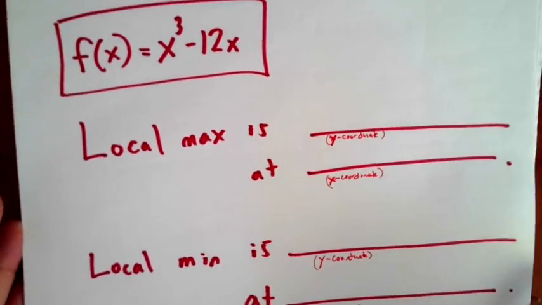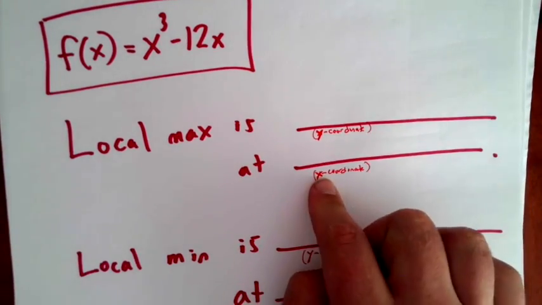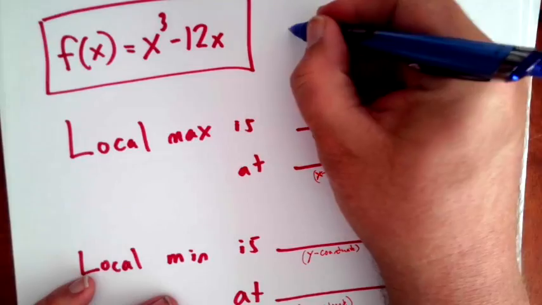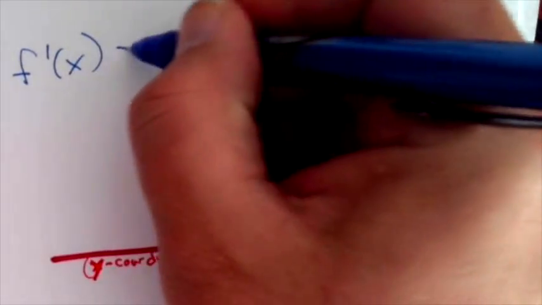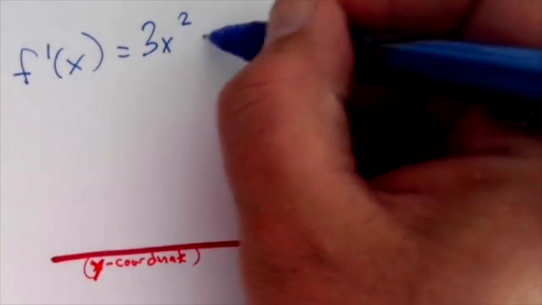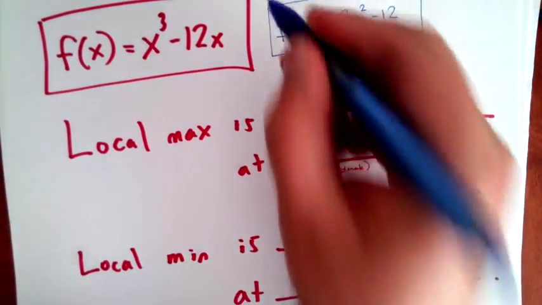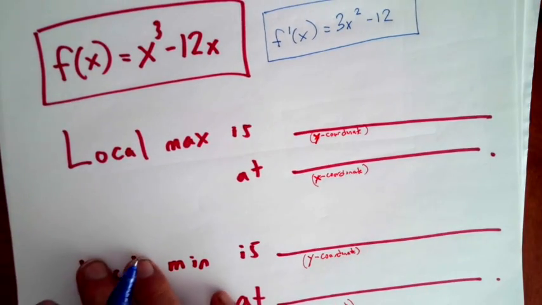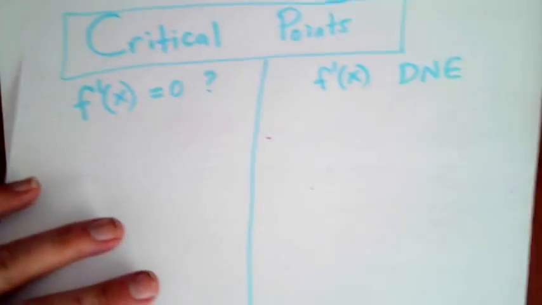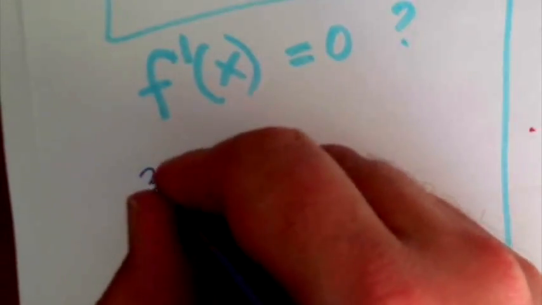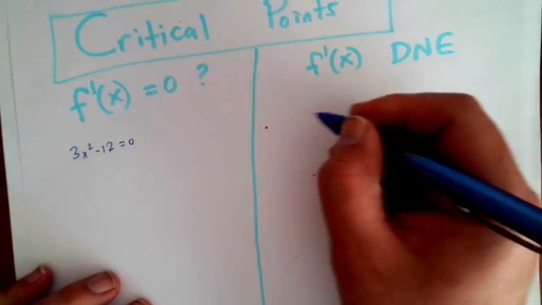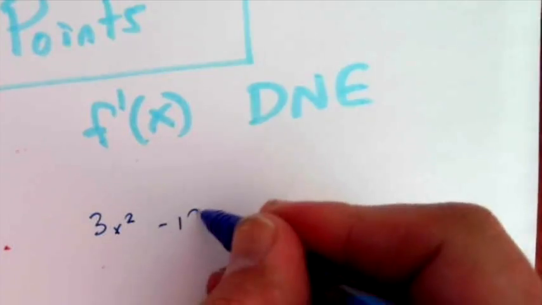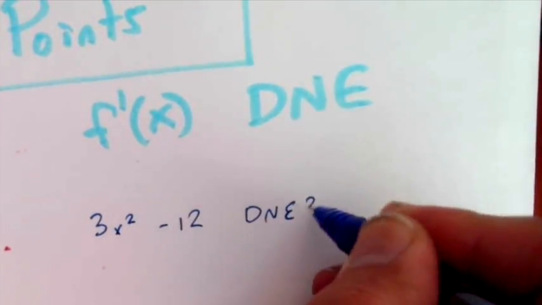The goal here is to find the local max value, but first we have to find where the local max occurs. In order to do that, we'll need the derivative. F prime of x here will be 3x squared minus 12. And we'll use that to find the critical points of this function by determining where the derivative is equal to 0. So where is 3x squared minus 12 equal to 0? And where is it true that 3x squared minus 12 does not exist?